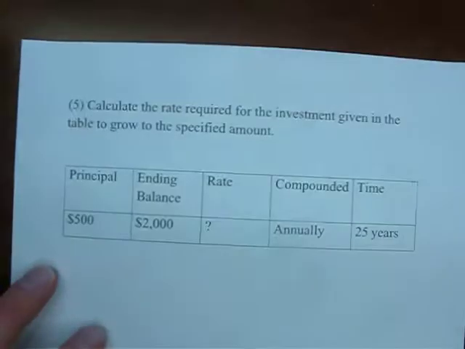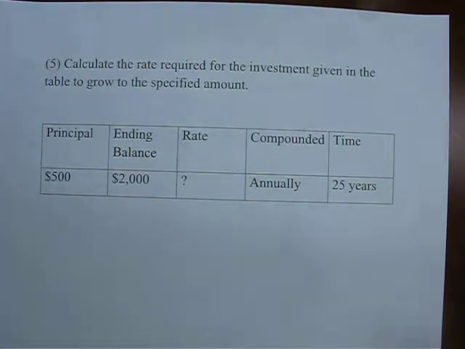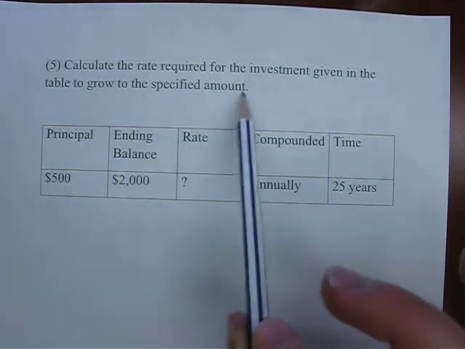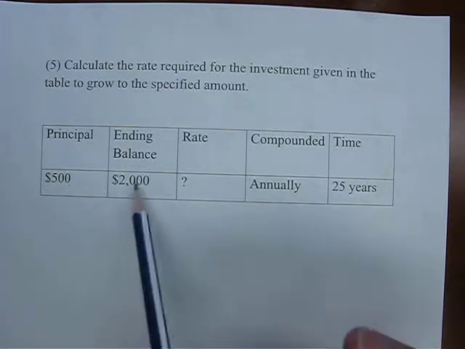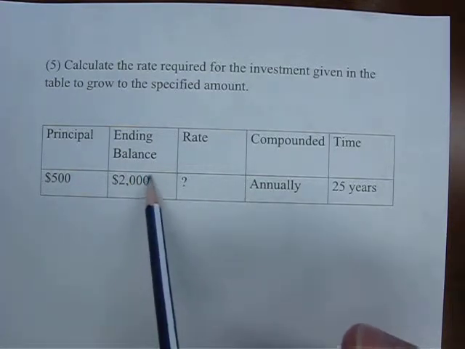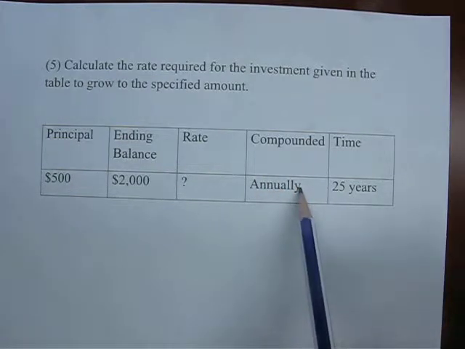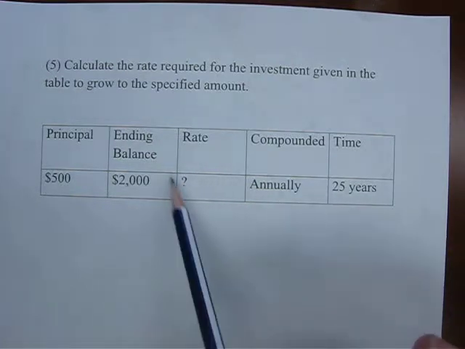Okay. So let's do this one, and I think that with this we'll probably have the lesson covered. It says calculate the rate required for the investment given in the table to grow to the specified amount. So if you take $500 and it needs to grow to $2,000, say that's your objective, you're going to compound annually. The investment's going to sit for 25 years. What's the interest rate have to be?